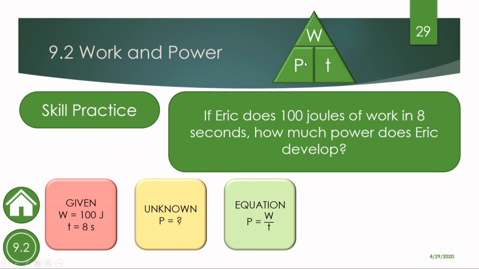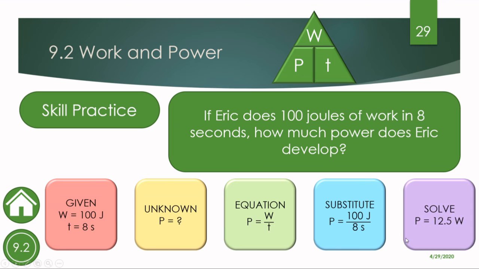The equation that we'll use is power is equal to work divided by time. Now substitute. We replace the work with 100 joules, and we replace the T with 8 seconds. And then you grab your calculator and you say 100 divided by 8, and your calculator will tell you the answer is 12.5. Joules per second is equal to watts. So the power that Eric produced was 12.5 watts.